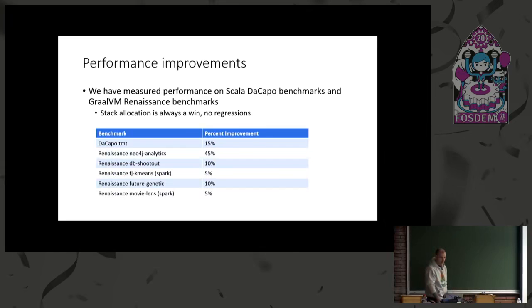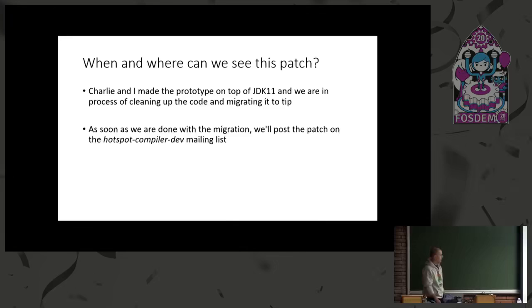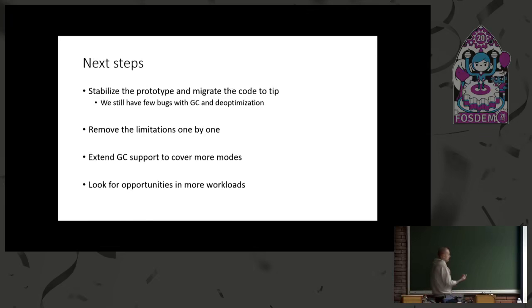And so finally, the last bit of the presentation. When and where can we see this patch? Well, nowhere right now. Charlie and I are in the process of migrating our patch from JDK 11. There's no particular reason why I picked JDK 11. We were looking at Spark, and continued down that path from the build we're using. We're migrating to tip, cleaning up the code. As soon as it's done, we'll post this to the compiler dev mailing list and ask for review.